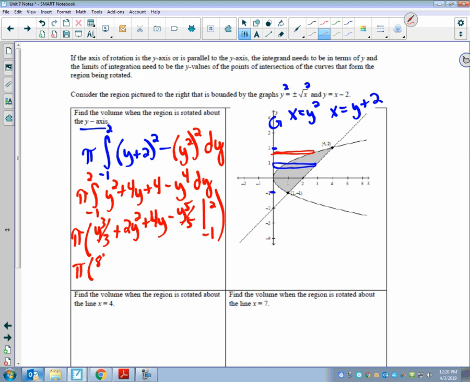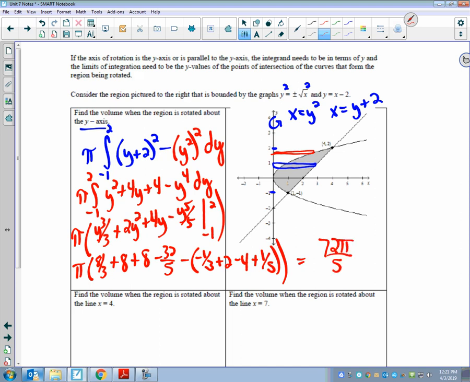So that's going to be 8/3 plus 4 times 2 is 8, plus 8, minus 32/5, minus, I'm going to do parenthesis here, -1/3 plus 2 minus 4 plus 1/5. Check my math on that. And again, you could just use your calculator as well on this one, but it doesn't hurt to do this. And so if you use your calculator now to add all this up, you should get 72 pi fifths.